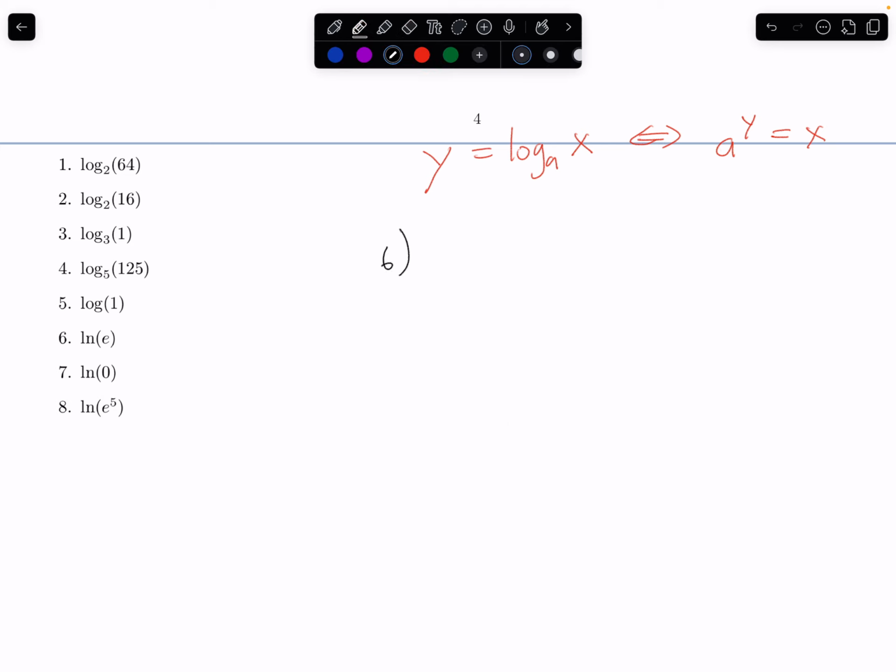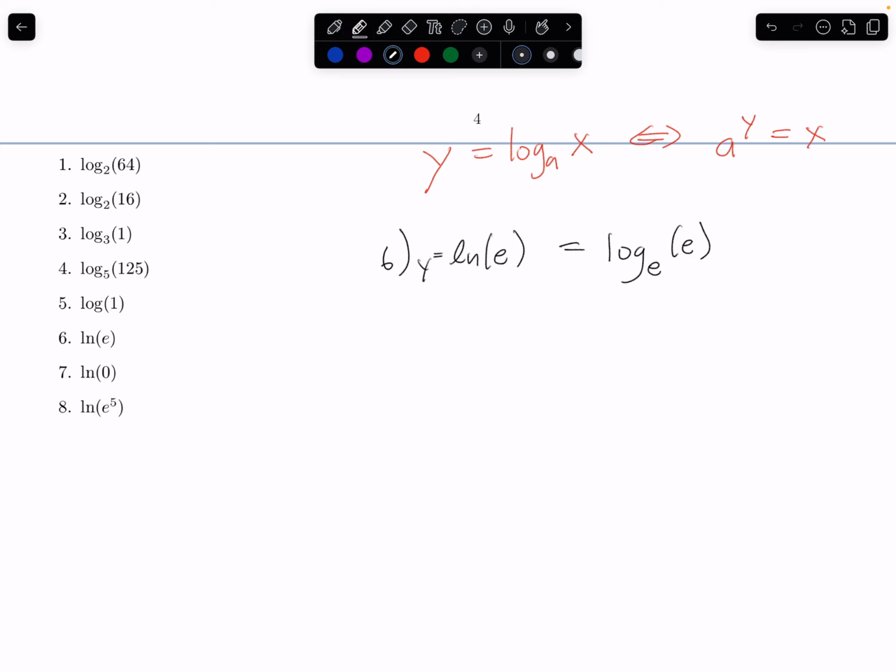So here's 6. Oh, ln e, nice question. What does ln mean, you guys remember? ln means the base is e. So it's log base e of e. Another general principle we're seeing here: if I have the same base and the same number, the base is equal to the inside of these parentheses, then the answer is always going to be 1. It's just saying it's itself, right?